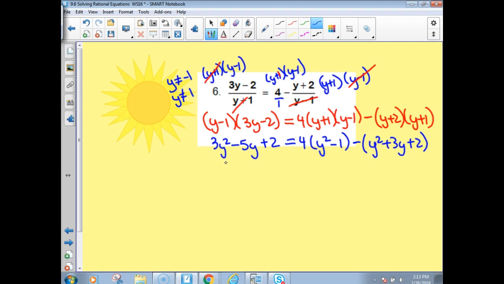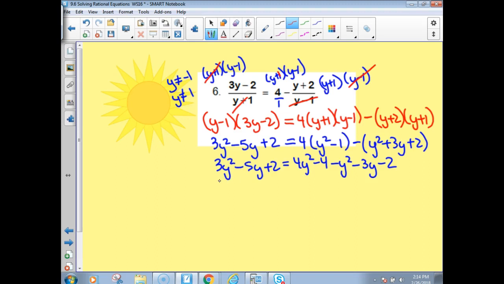All right, I got some simplifying to do. So I'm going to rewrite the left side, 3y squared minus 5y plus 2. I'm going to distribute on the right side and get 4y squared minus 4 minus y squared minus 3y minus 2. You've got to ram that subtraction through. In other words, you're subtracting everything in the parentheses.